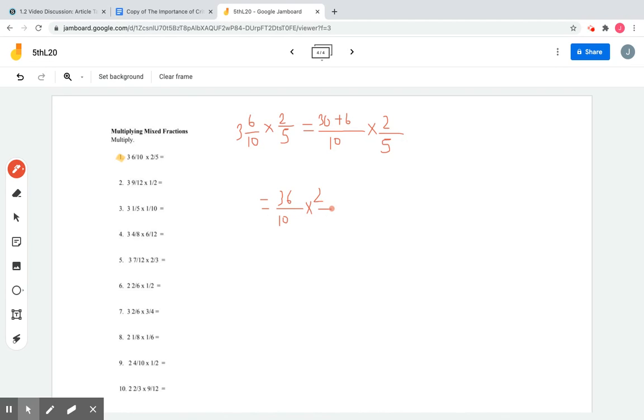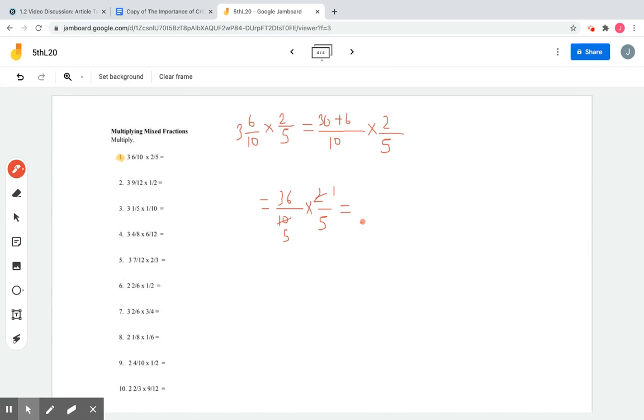times 2 over 5. And in this process, I'm going to reduce numbers because if I multiply all these numbers and if I reduce at the end, it's gonna be a bit harder because the number is going to be bigger than this. So I'm going to simplify now. So for now, I can divide these numbers, right? I can reduce. So 2 will be 1 and 10 will be 5.